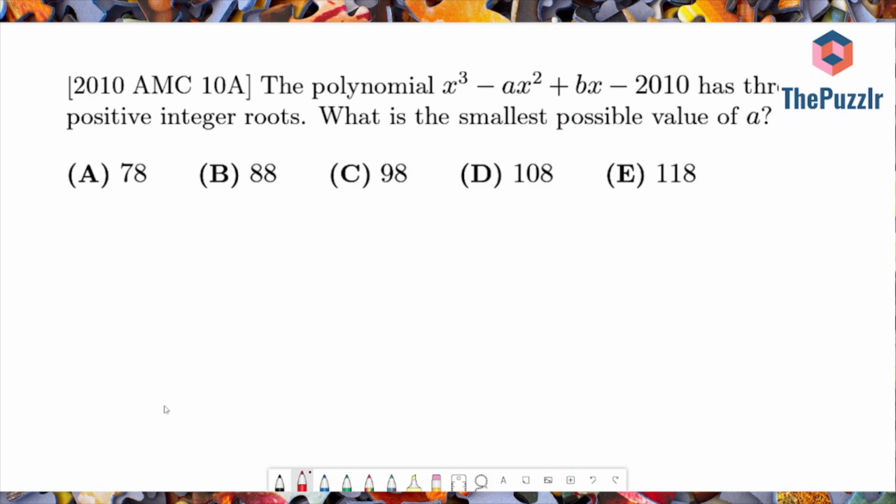Here's a problem from the 2010 AMC 10A. The polynomial x cubed minus ax squared plus bx minus 2010 has 3 positive integer roots. What is the smallest possible value of a? Now, I want to preface solving this problem by saying that these problems are hard. They're from the last 5 of the AMC 10, and that's just due to the nature of Vieta's formulas for higher polynomials. You might see Vieta's formulas for quadratics in the first 20, but you'll rarely see it for higher polynomials, just because of the nature of the formulas.